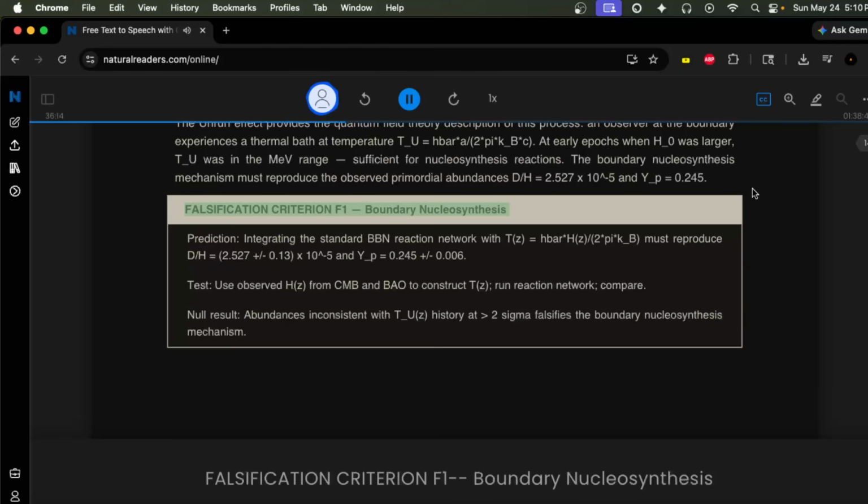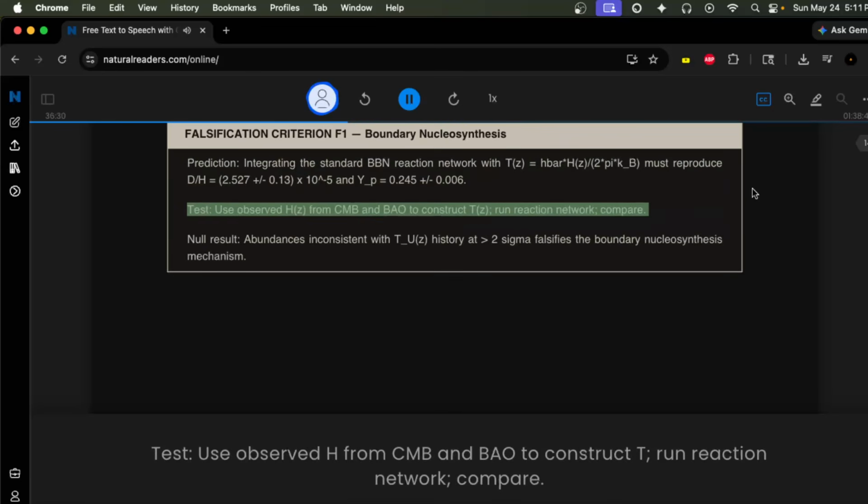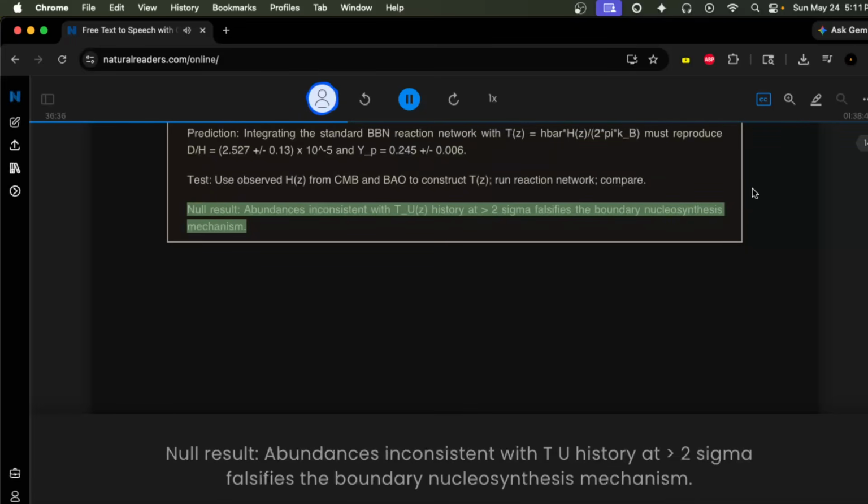Falsification criterion F1, boundary nucleosynthesis. Prediction: integrating the standard BBN reaction network with T = h-bar H must reproduce D/H = x times 10 to the power of minus 5 and Yp = 0.245 plus or minus 0.006. Test: use observed H from CMB and BAU to construct T, run the reaction network, and compare. Null result: abundances inconsistent with the Tu history at greater than 2 sigma falsifies the boundary nucleosynthesis mechanism.